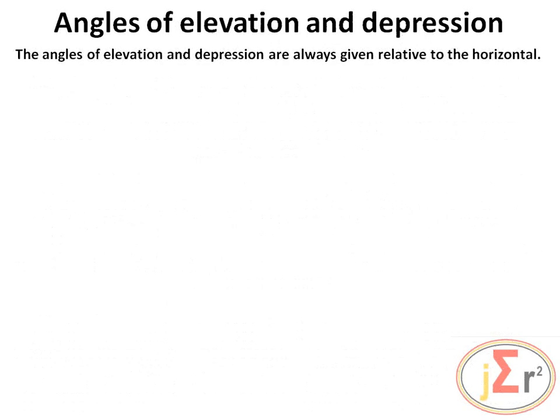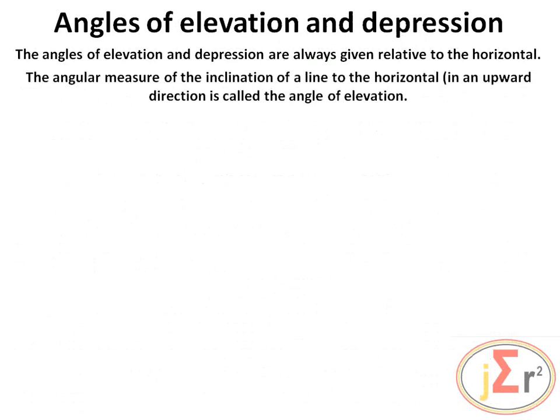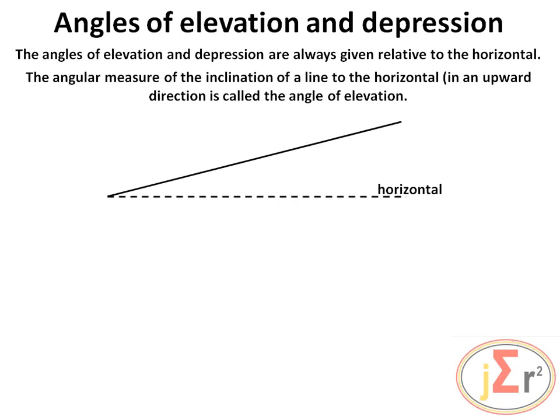The angles of elevation and depression are always given relative to the horizontal. The angular measure of the inclination of a line to the horizontal, if that is measured in an upward direction, is called the angle of elevation. So there's your horizontal, and there's your line that is inclined to the horizontal, and that is your angle by which it goes up, as the arrow there indicates. So that angle is an angle of elevation.